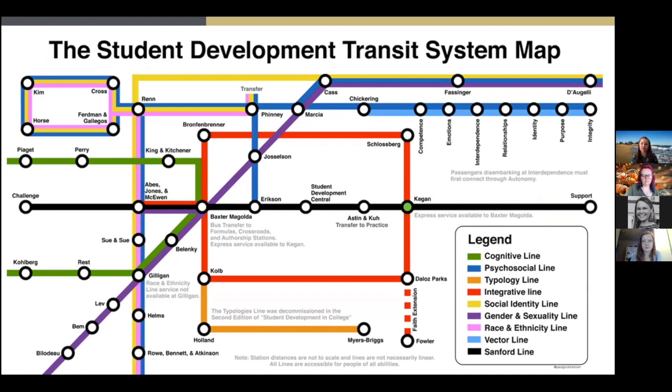Again, this is from several years ago, so I'm sure there have been more theories developed, as well as some that have been decommissioned from our transit system map. So I really like this because I think it helps us to navigate and to draw parallels between the many different types of theories that exist. And it can help to highlight some of the relationships and cross-sectionals of the different theories. I think it can be really helpful in that way.